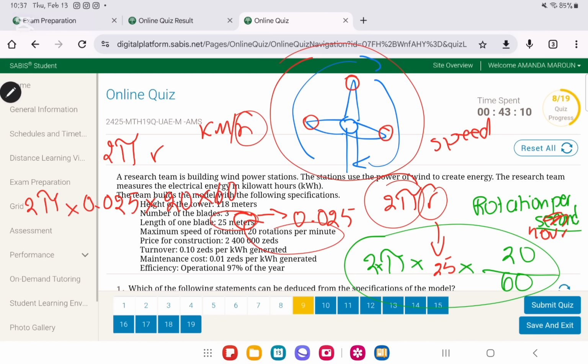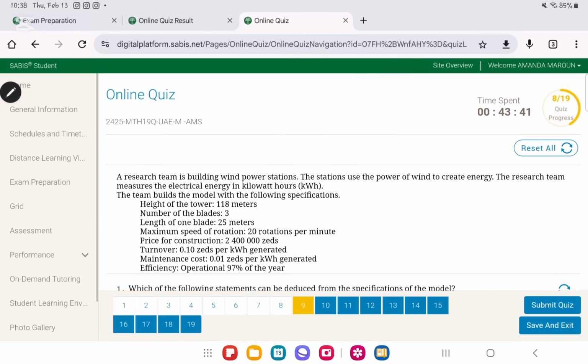So to find the maximum speed that the end of the rotor blades move, you are going to put on the calculator 2 times pi times 0.025 times 20 times 60, okay? And you're going to get approximately 188 kilometers per hour. So again, all you need to know, when this question comes in the exam, because it's PISA, I know it's going to come the same, just remember this equation.